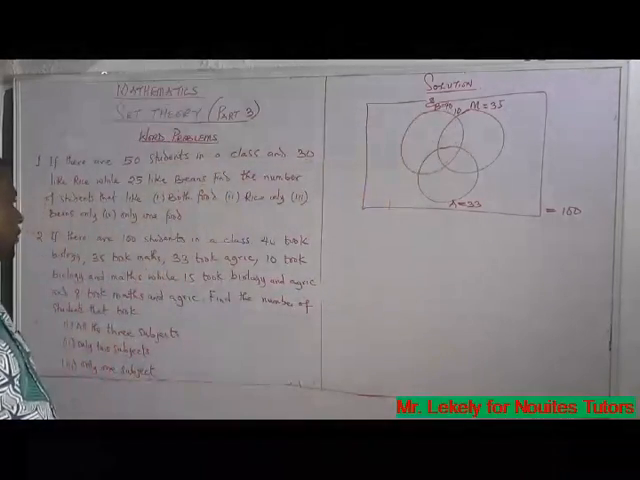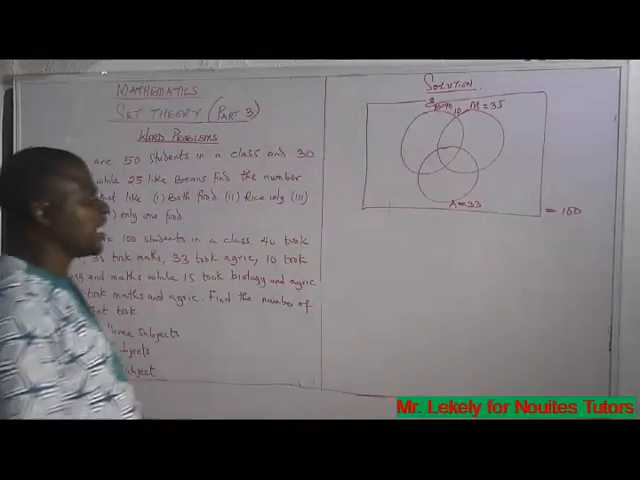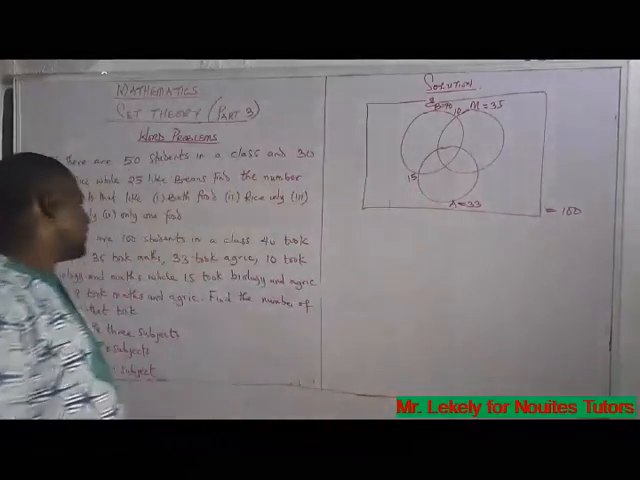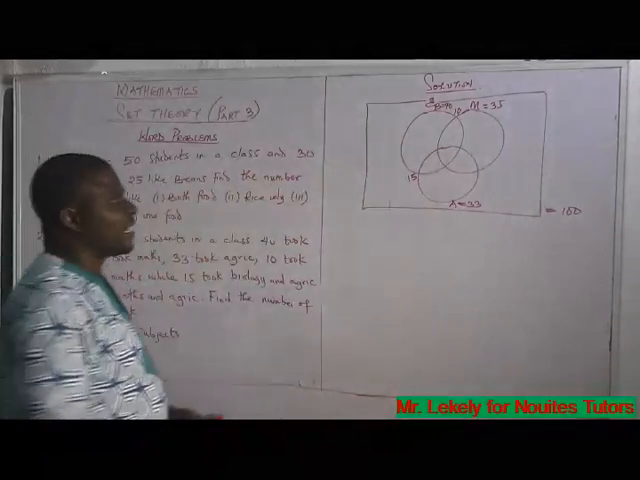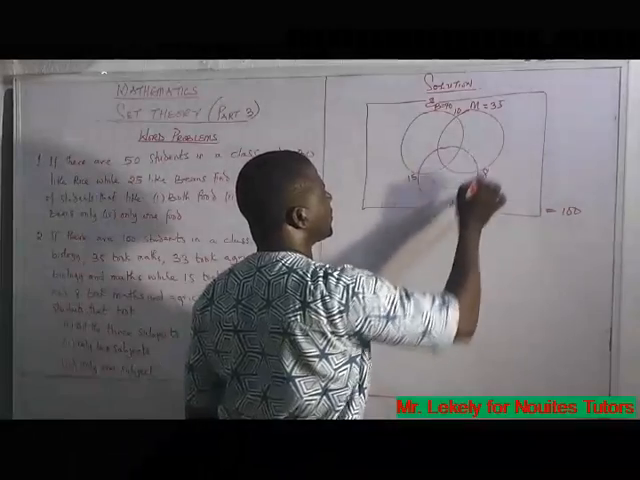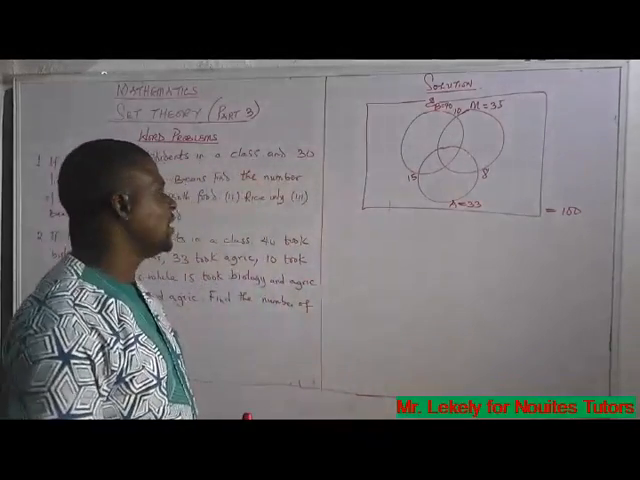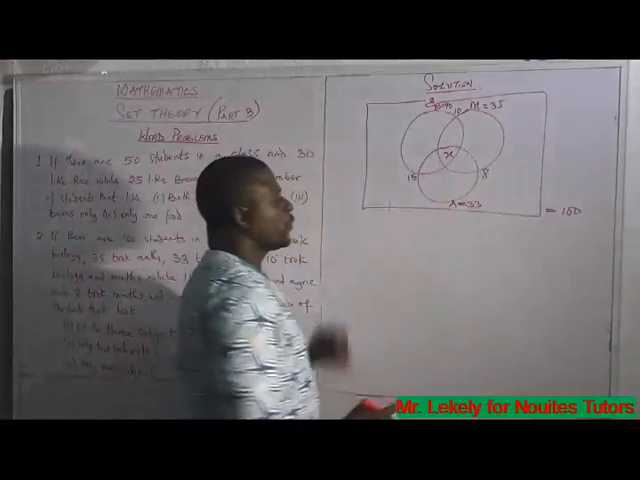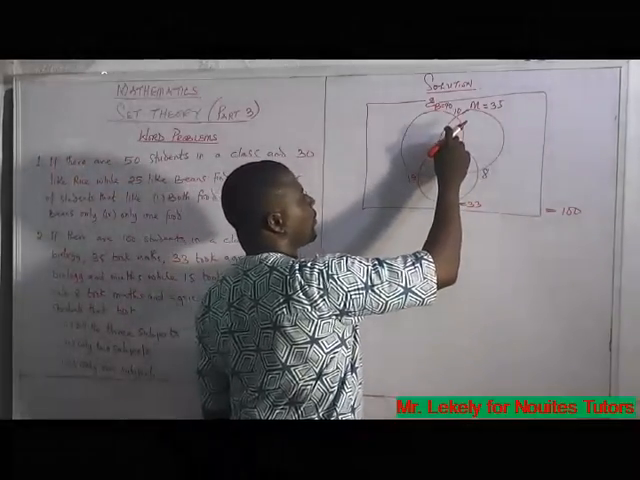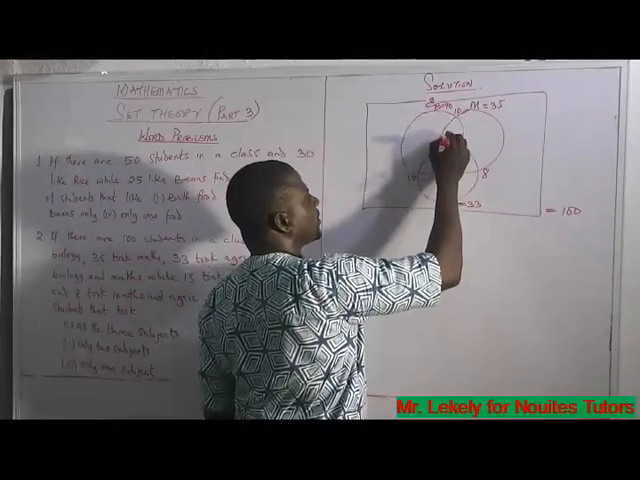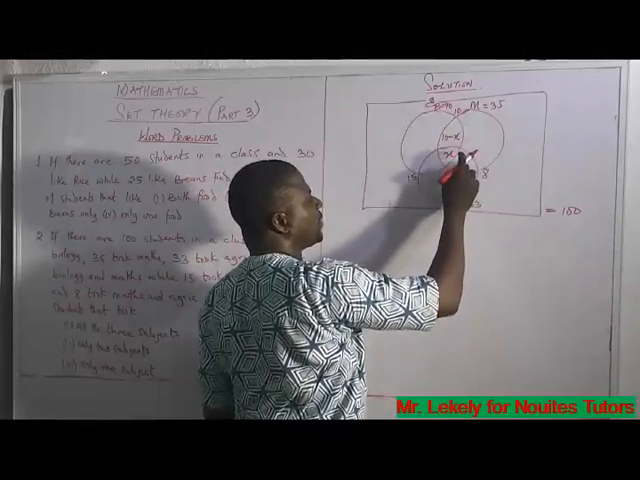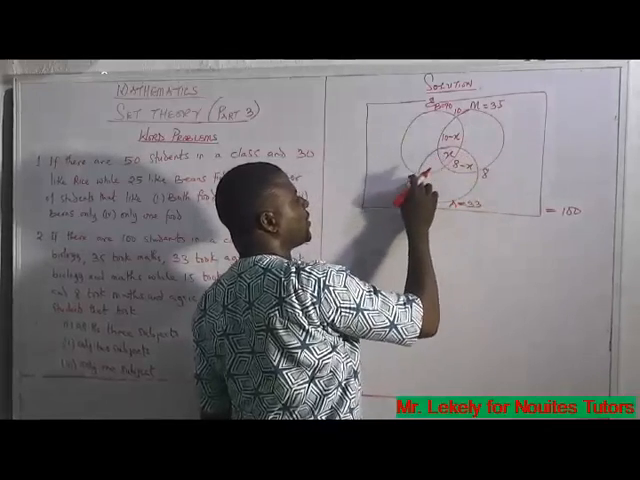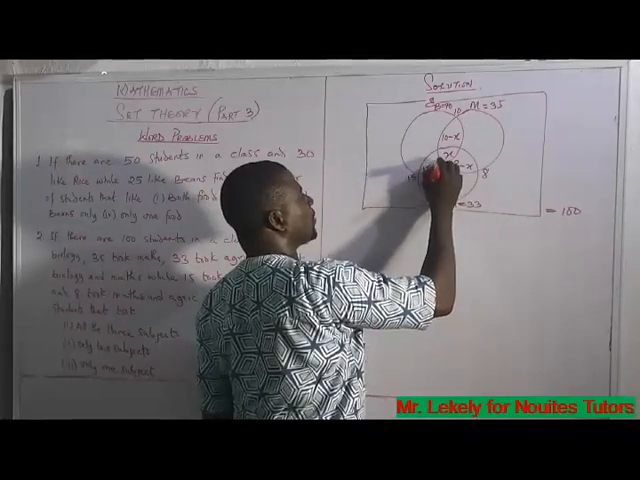Now, 15 took biology and Greek. You put 15 here. And then 8 took maths and Greek, 8. You see that? And then those that took everything, represent it by X. So if you do that, if you want to get this place now, it will be 10 minus X. If you want to get this place, it will be 8 minus X. If you want to get this place, it will be 15 minus X.